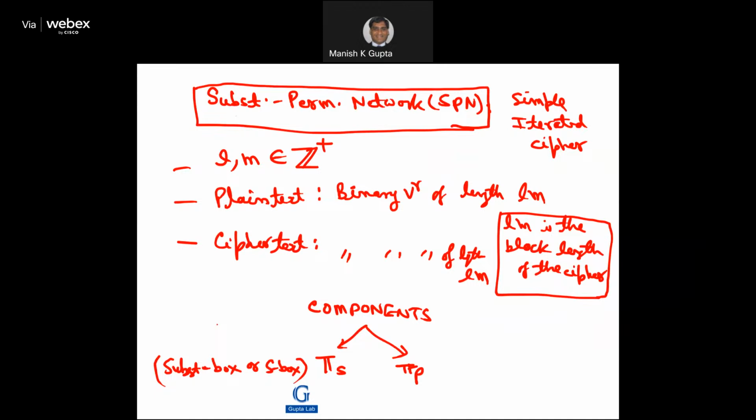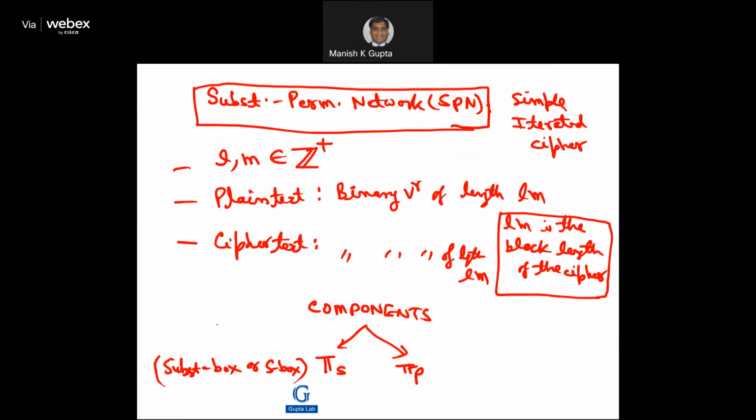Substitution permutation network, SPN. There are two positive integers, L and M. Plain text is a binary vector of length L times M. L and M are two positive integers. So LM is known as the block length of the cipher. Ciphertext is also a bunch of bits of size LM. So plain text is a binary string of length LM, and ciphertext is a binary string of length LM.